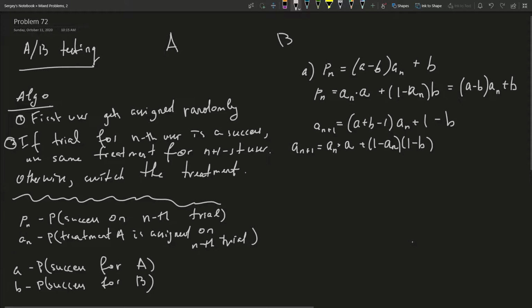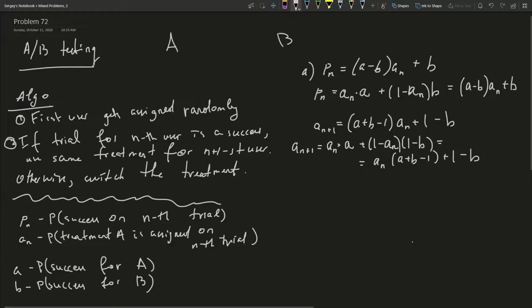And now, distributing and simplifying, we get exactly the results we want, which is a sub n times a plus b minus 1 plus 1 minus b. And so we've proven the two equations.